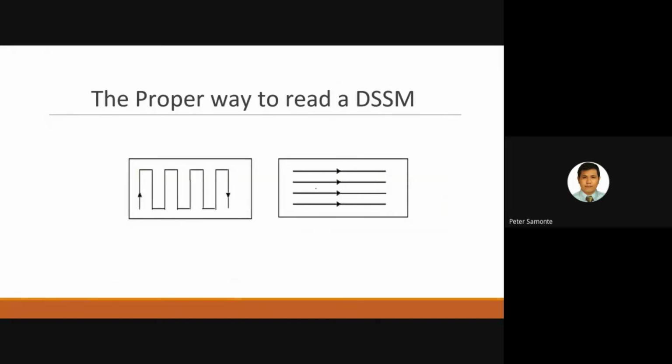So the proper way to read a DSSM would be like this, class. So pwedeng horizontal method. Pwedeng battlement method.